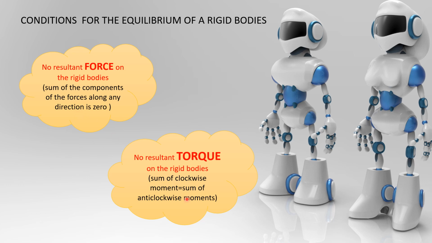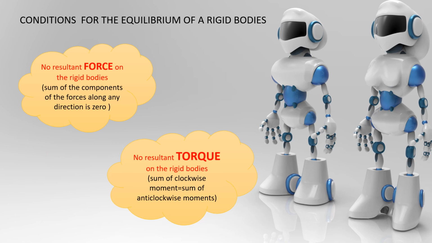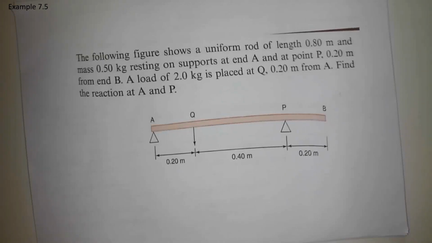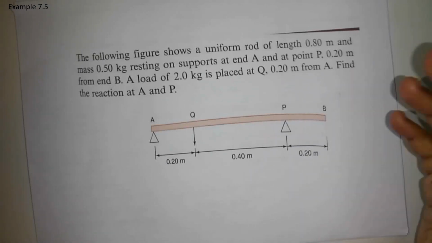Condition number 2 implies that when we take moment about any axis, the sum of clockwise moment is equal to the sum of anti-clockwise moment. Both condition 1 and 2 are necessary for the equilibrium of a rigid body. Look at how we can apply the concept of equilibrium of the rigid body in this example.